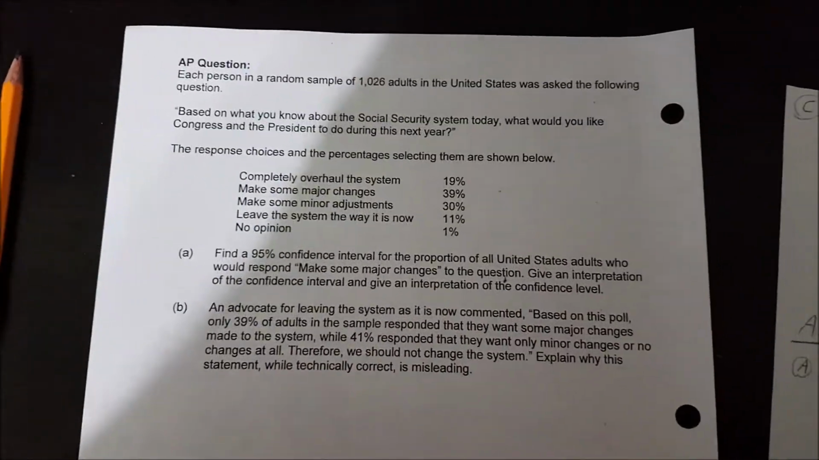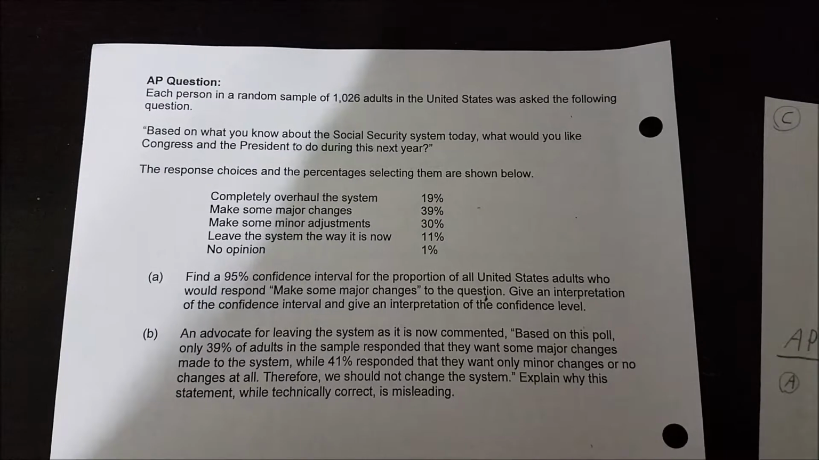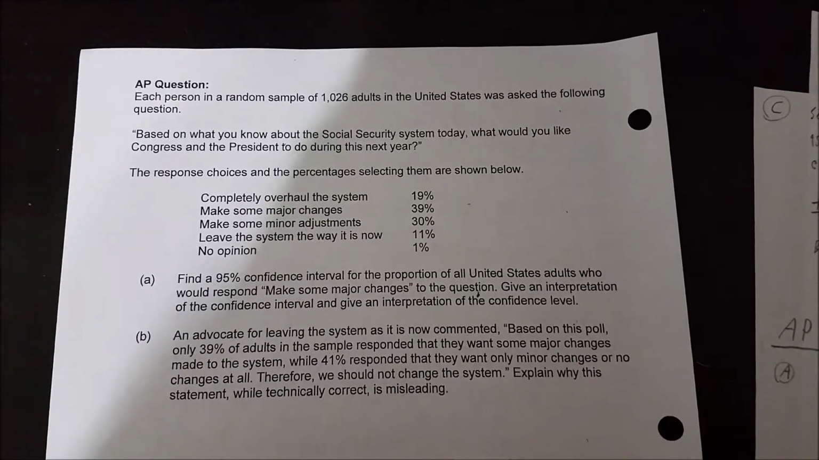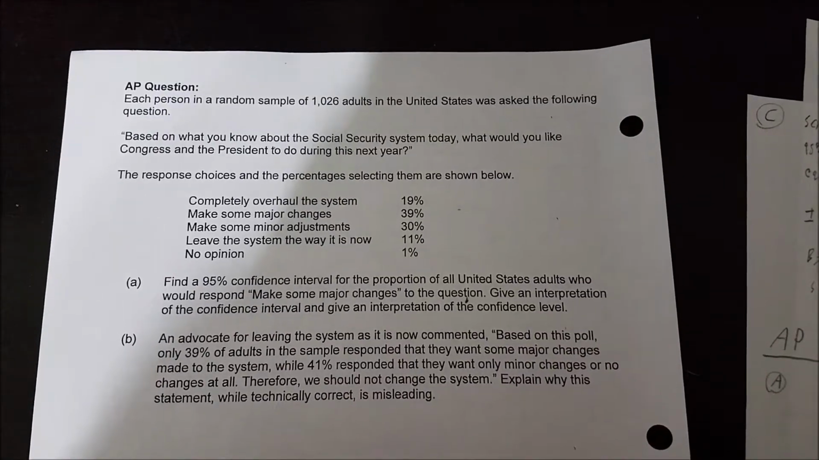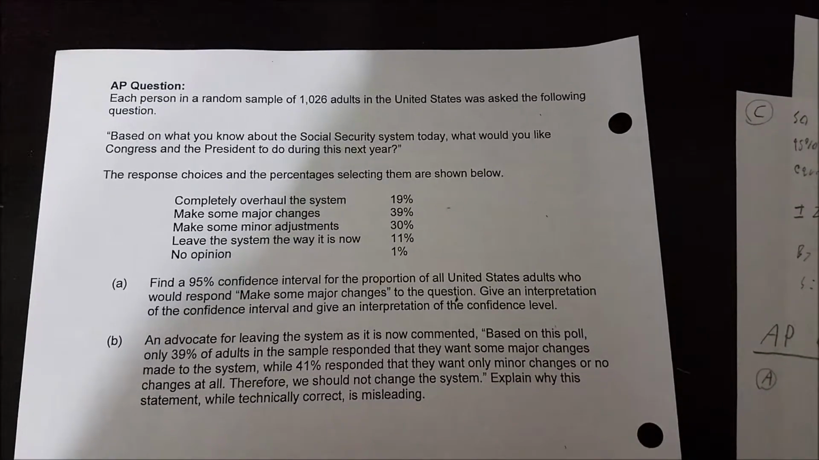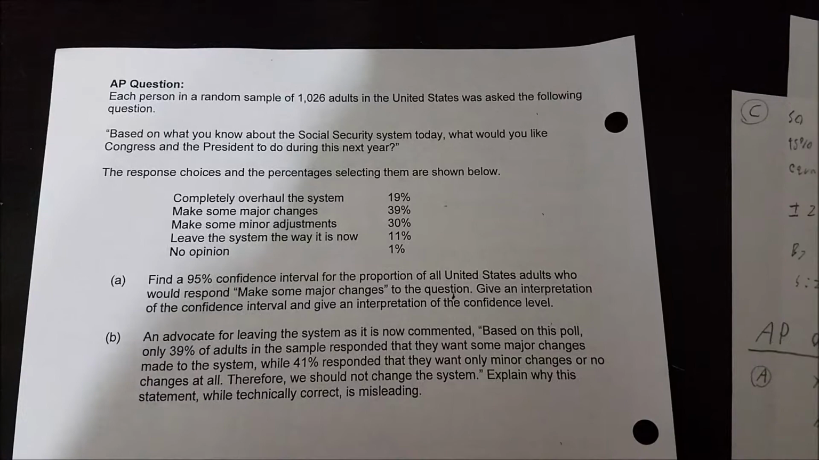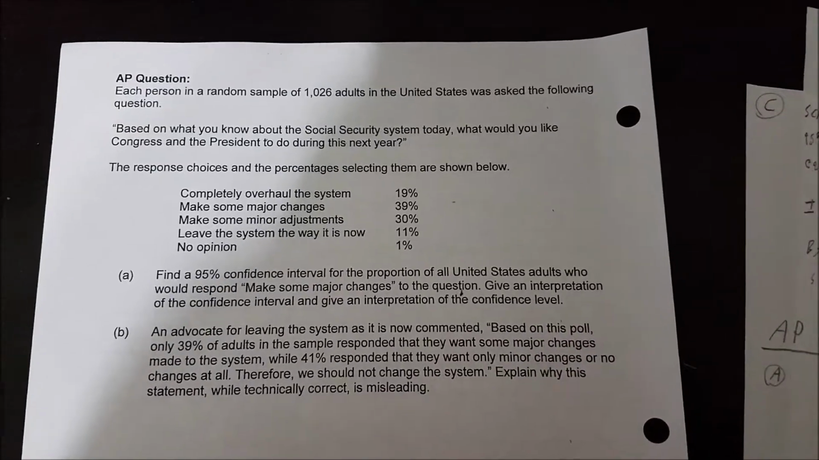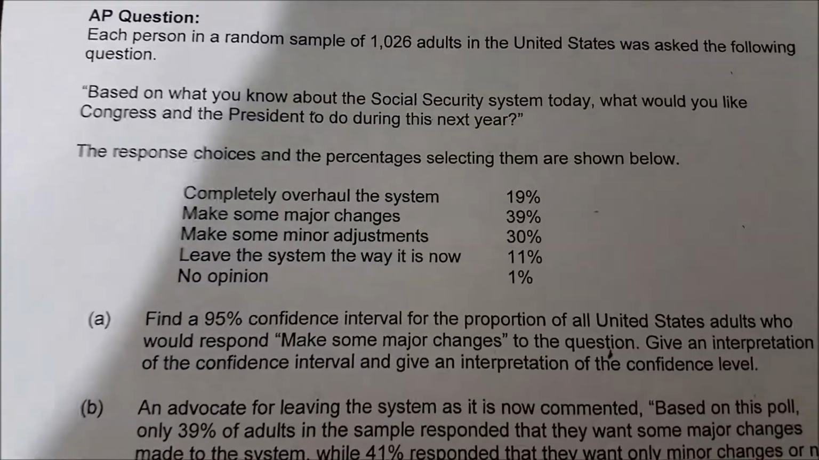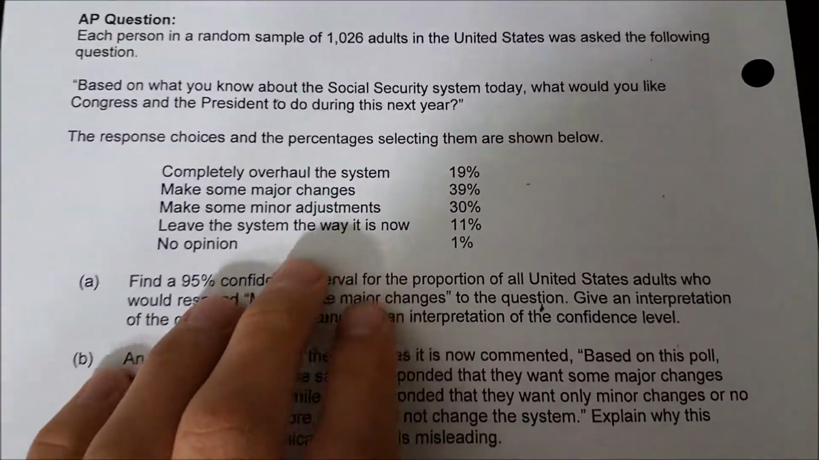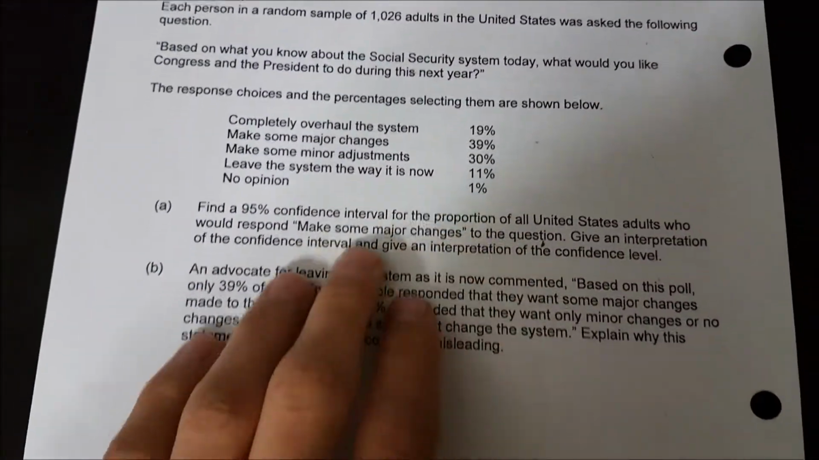Okay, this is AP Stats Quideo number 4, the AP question. Each person in a random sample of 1,026 adults in the United States was asked the following question. Based on what you know about the Social Security system today, what would you like Congress and the President to be doing next year? The response choices and their percentages are shown below. So we can just see this little table of their responses and the percent of people who said that.